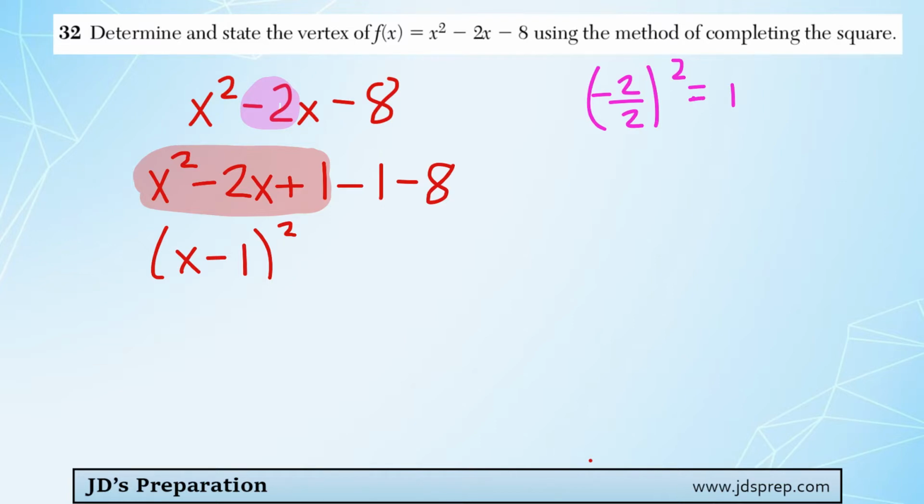And then the next thing we need to do is combine this -1 minus 8 together to get -9. And just like that, we have completed the square and rewritten this function in vertex form. So that means our vertex has an x value of 1 and a y value of -9.